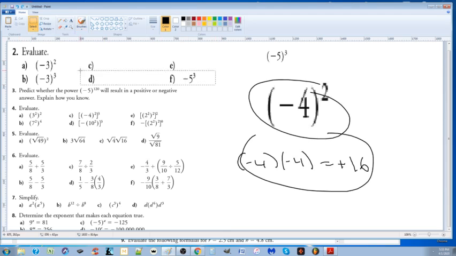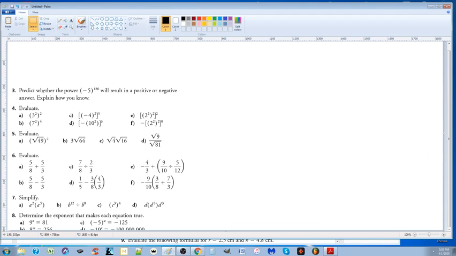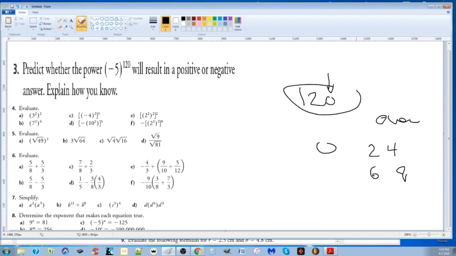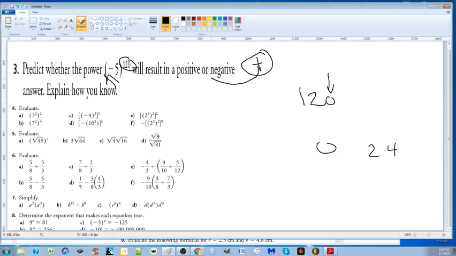Okay, and here's just a little thinking question. Predict whether this exponent will be odd or even, or will be positive or negative. Let's have a look at it. Will minus 5 to the power of 120 be positive or negative? Well, power of 120, let's look at the last number. It's a 0. 0, 2, 4, 6, and 8 are all even numbers. Is this an even number? Yes. So that means any negative that has an even number exponent will become positive. So the answer is positive. Explain how you know, because 120 is an even number.